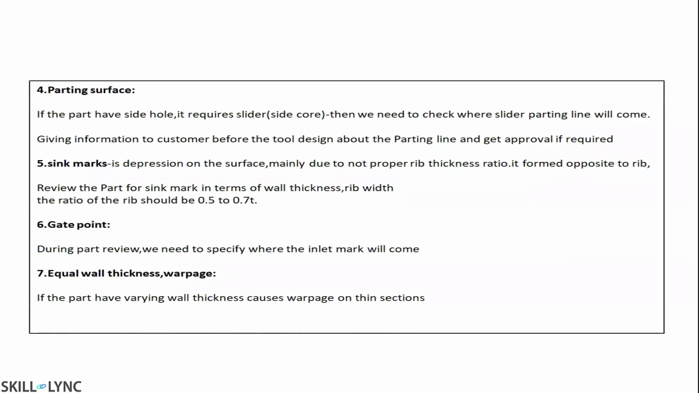The parting surface is the second very important one. If you have side holes, there will be undercuts. To release those side holes, we need some kind of side core on the side of the mold. I will teach you what is a side core, and for the side core there will be separate calculations, such as how much the slider has to travel. And for actuating the side core, there will be different kinds of methods.